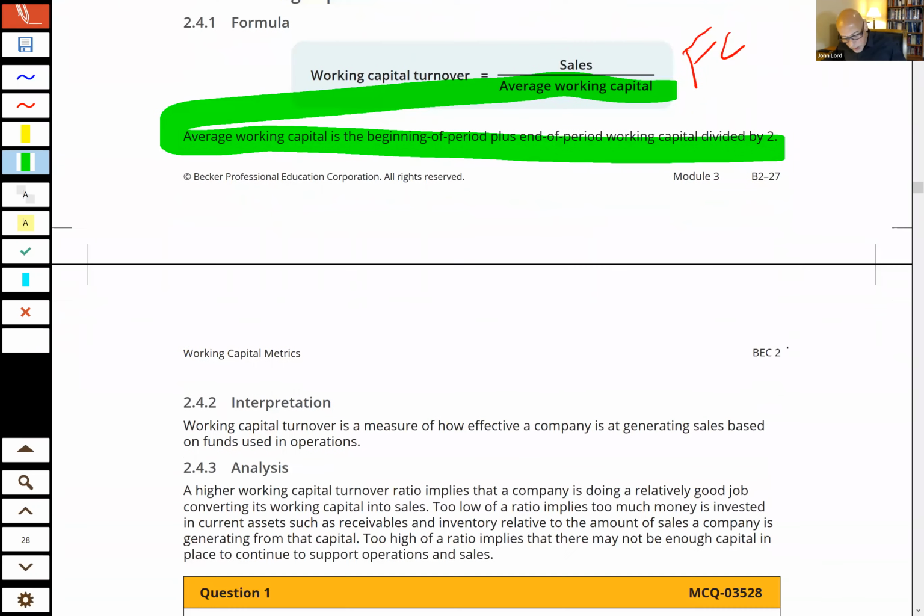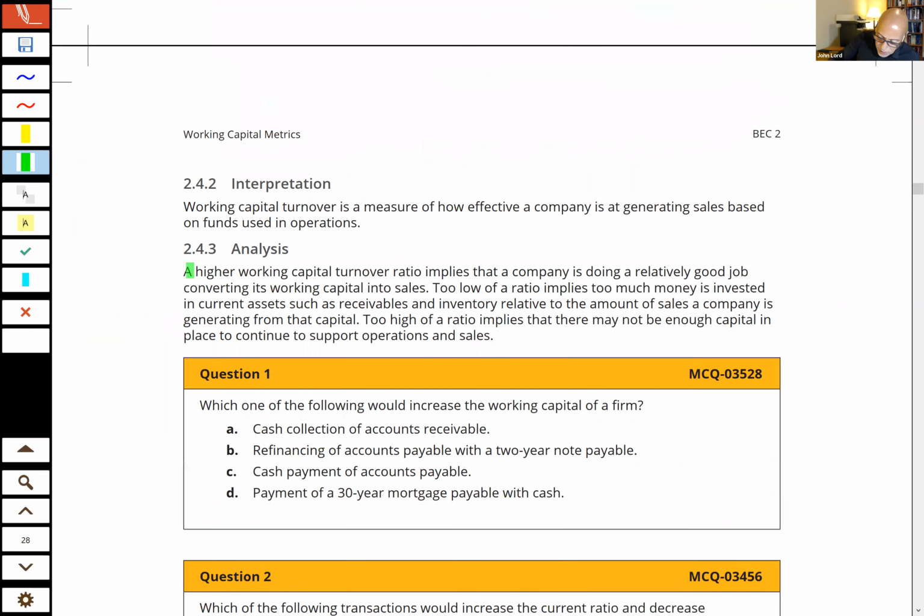Okay, good. Analysis. A higher working capital turnover ratio implies that the company is doing a relatively good job converting its working capital into sales. Too low of a ratio implies too much money is invested in current assets, such as receivables and inventory, relative to the amount of sales the company is generating from that capital. Yeah, so that's another problem with too high of a working capital number, right?